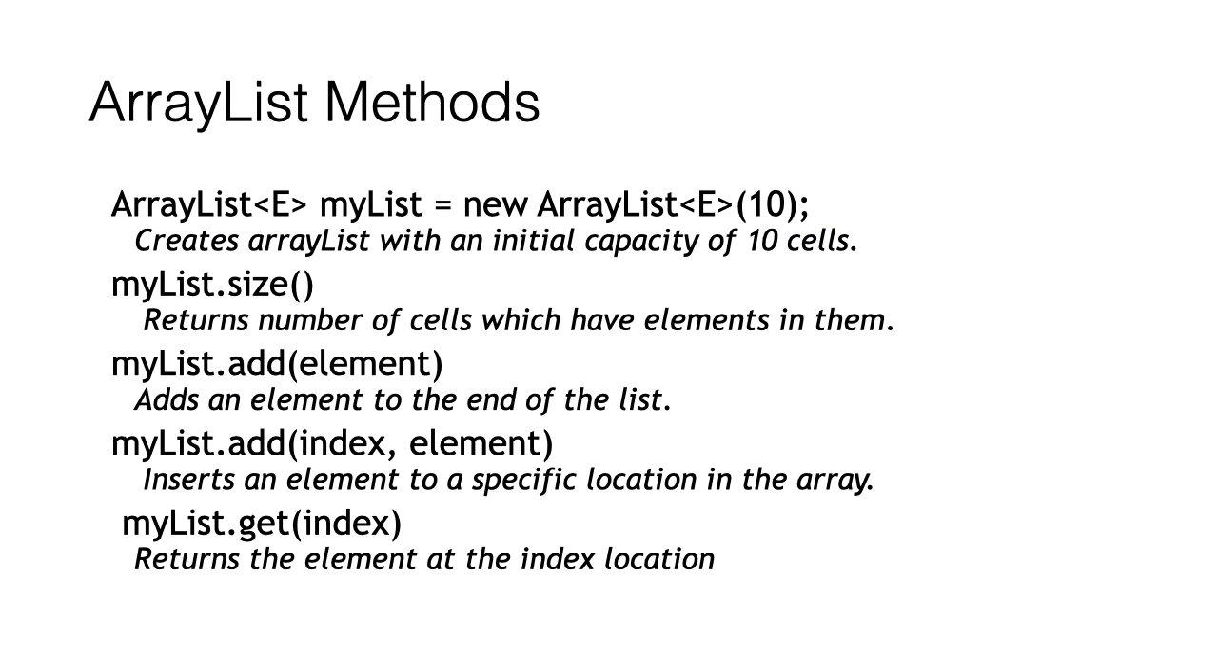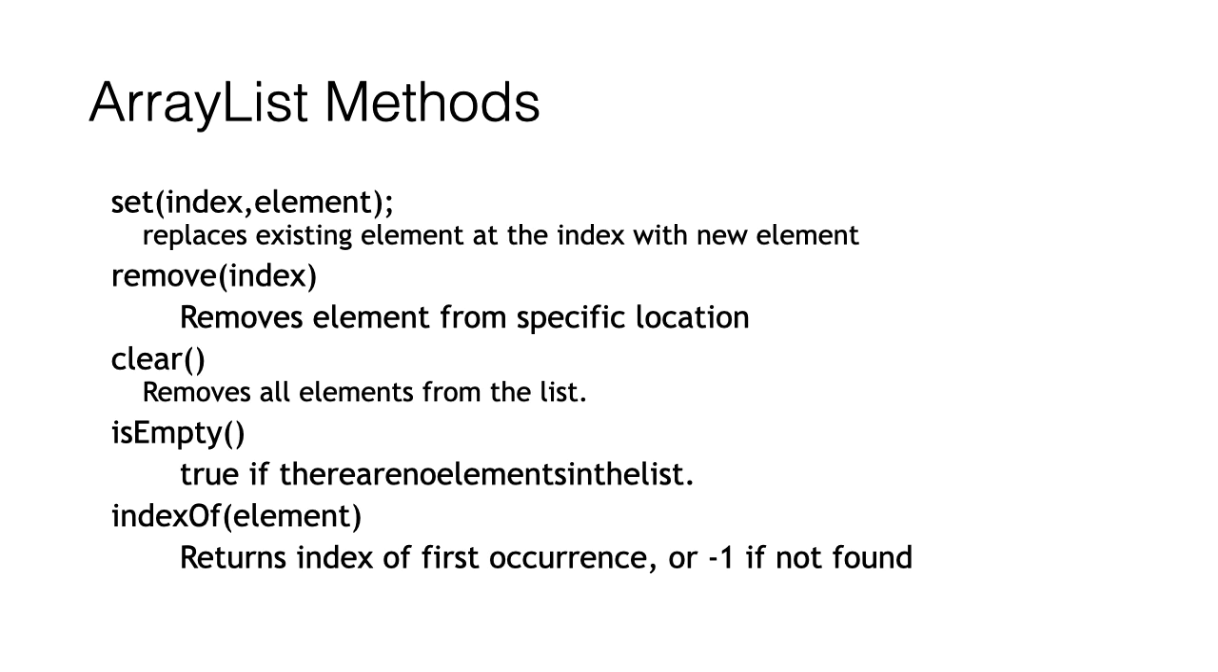So let's go through the ArrayList methods just quickly. We've got allocating an array, getting the size of an array, adding an element to an array, adding an element at a specific position. This is like assignment. It will move things up to kind of insert it. We've got getting an element. We've got setting an element. It's just getting it back.